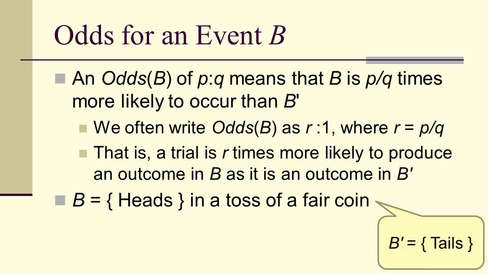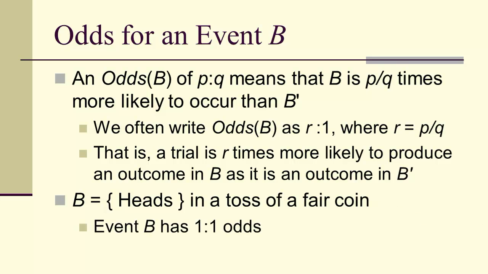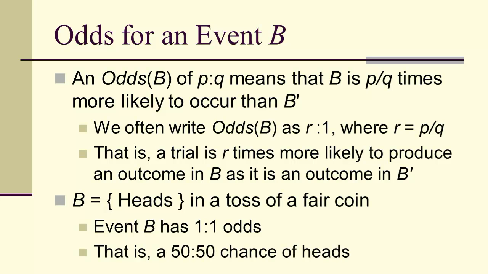So suppose we toss a fair coin. B prime would be tails if B is heads. And if it's fair, then B has 1 to 1 odds. And a lot of times we say, well, that's a 50-50 chance. And notice those are the same odds, because 50 over 50 is the same as 1, which is the same odds-wise as 1 to 1.